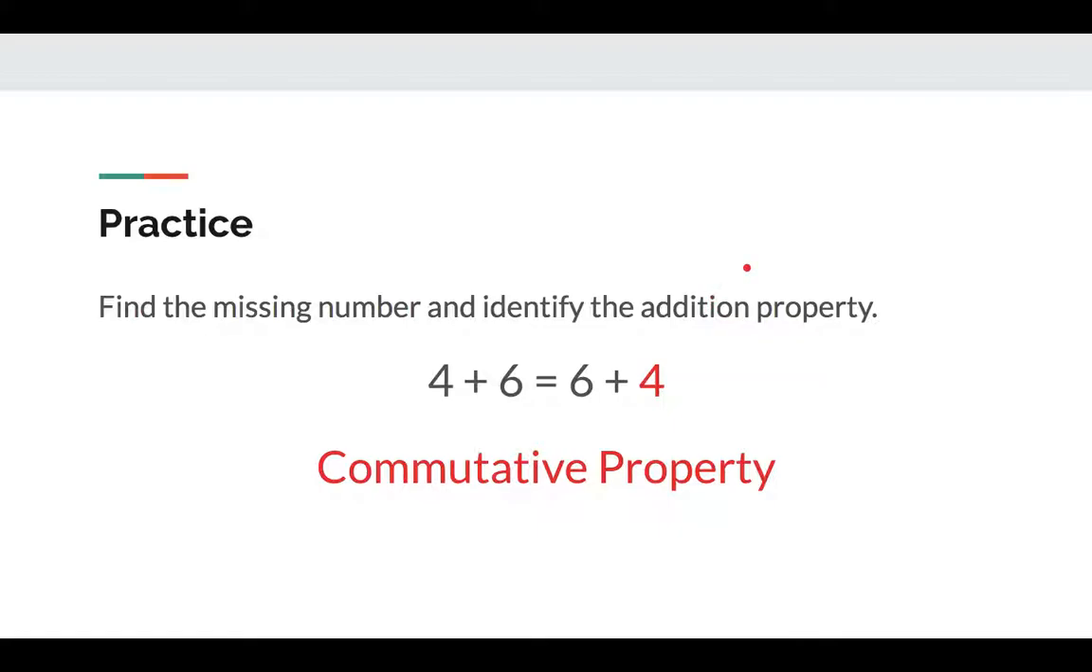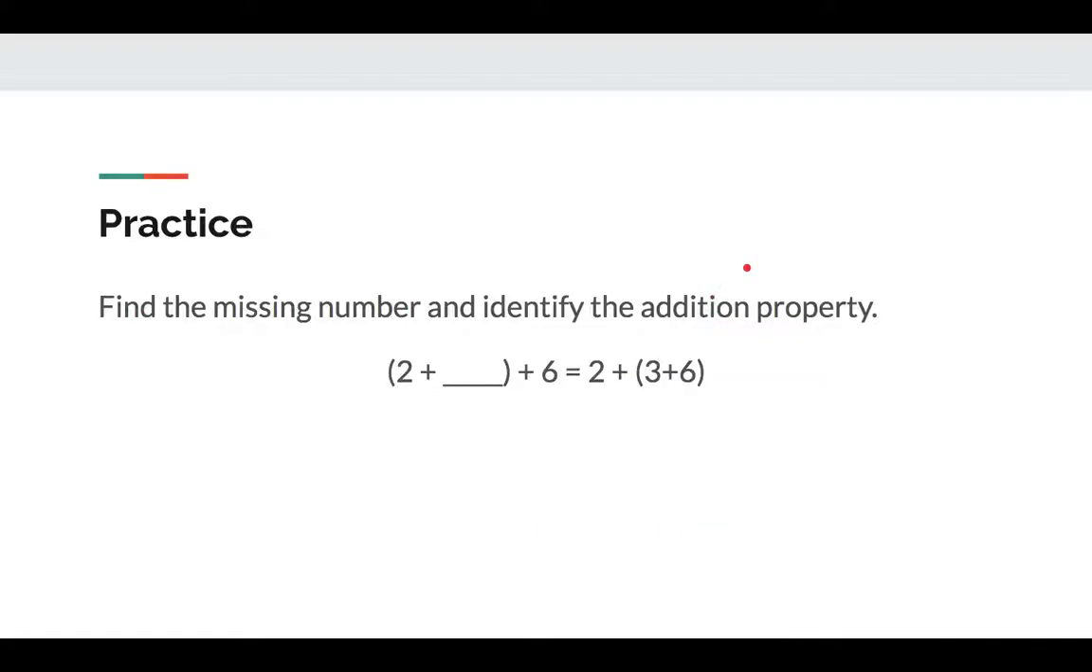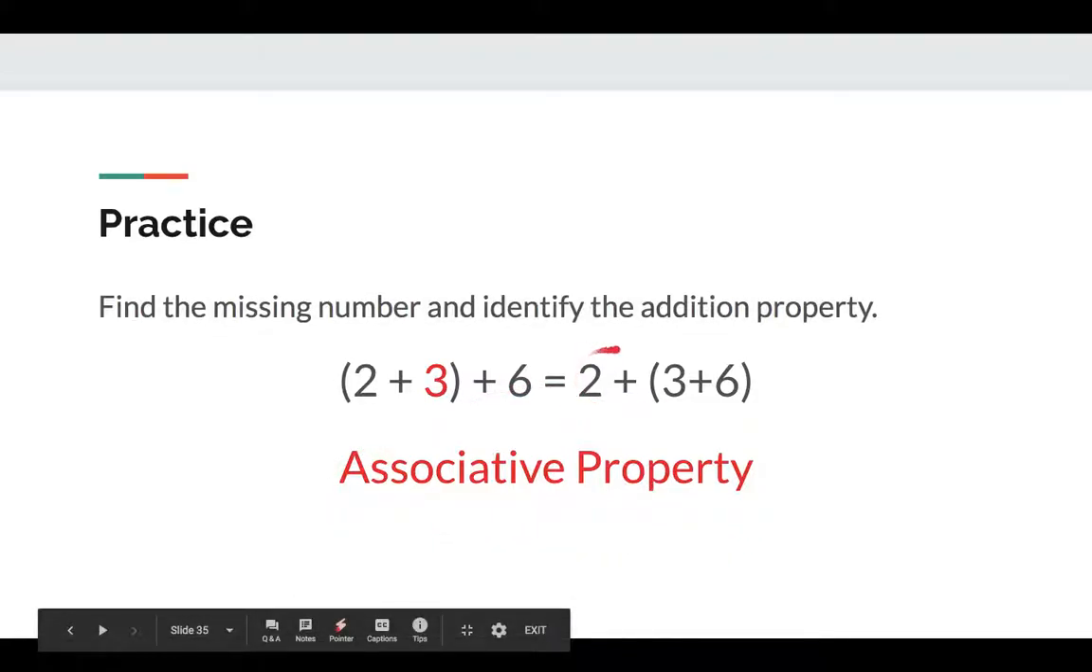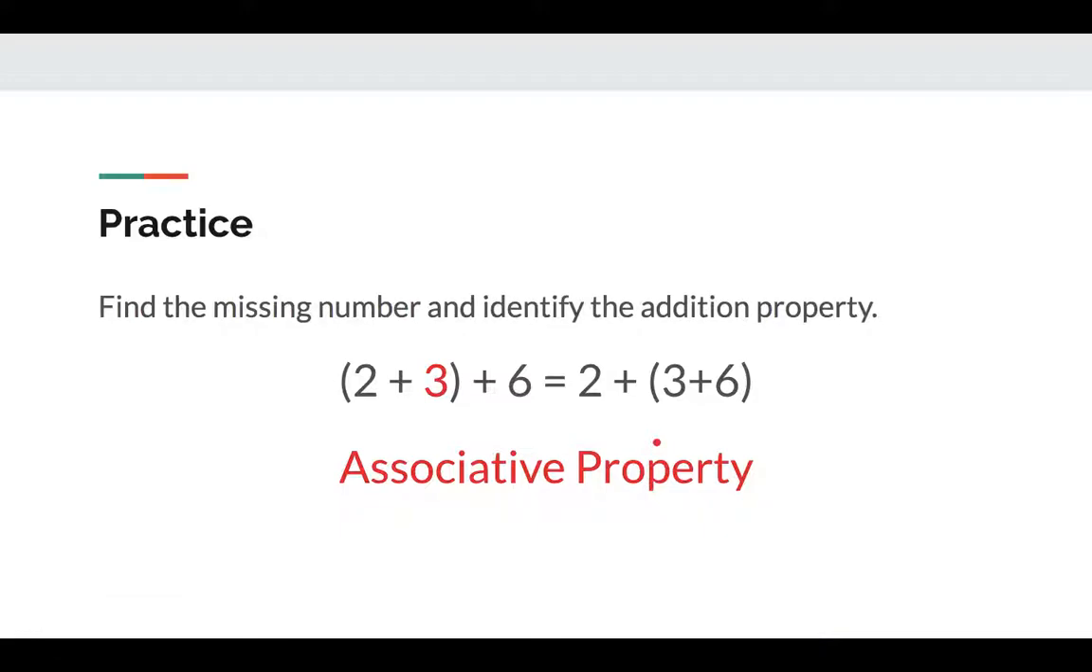Let's look at one more practice example. In this equation, again, I want both sides of the equation to balance. So I have 2 plus blank plus 6. And notice that the 2 and that missing number is in the parentheses, which means I'm adding that first. And then is equal to 2 plus 3 and 6 added. So this would mean I'm adding these 2 first. And this side would mean I'm adding these 2 first. So I can tell that the missing number is 3, and that's the associative property, because no matter what order I add them in, it's going to be the same.